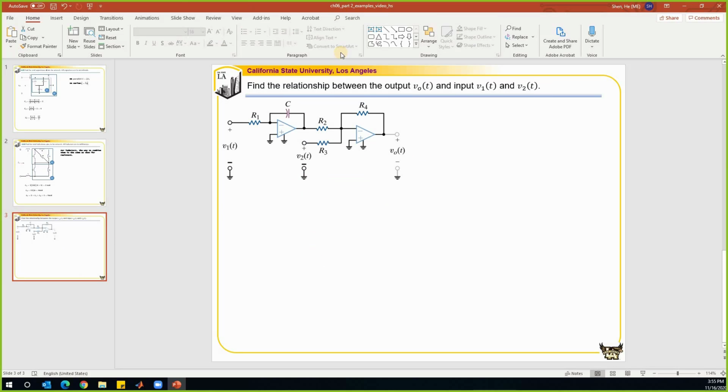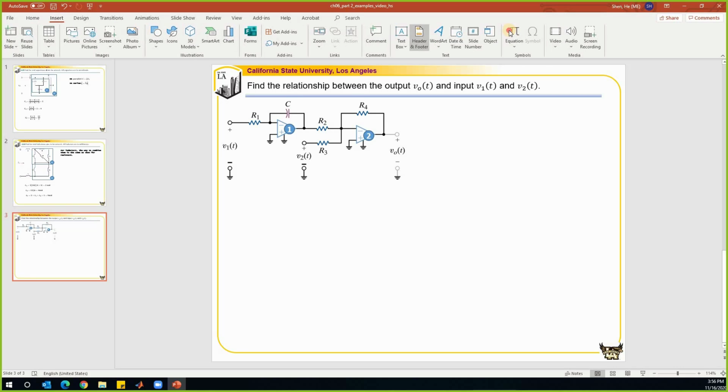So last example, we're going to find a relationship between the output and the input. So over here, this is exactly the same as what we had from the earlier example. But in that example, I didn't talk about the details. So we have 2 op-amps. It means that we need to do it one by one, like what we did before, right? So for this first op-amp, op-amp 1, let's call this op-amp 2. For op-amp 1, the input is V1, and we didn't define the output, so let's define the output as V3.